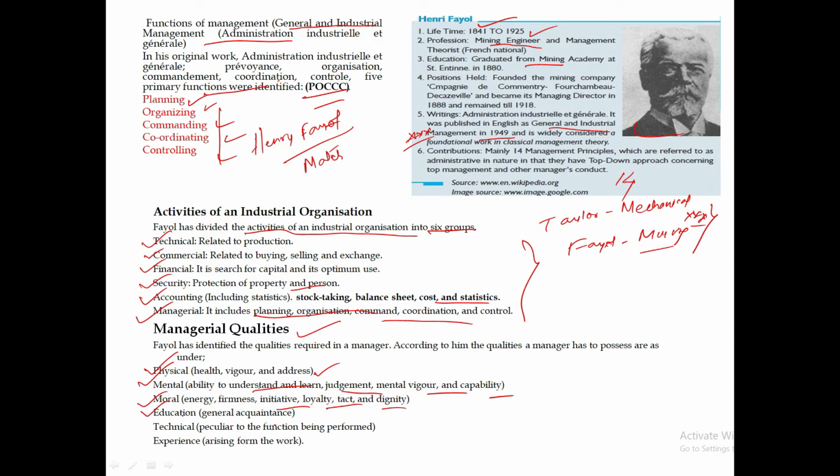Then there is education. Of course, education is necessary. In today's world, without education, where will he go? He will not understand and cannot be a manager. And technical, peculiar to the function being performed. Technical means, for example, a software engineer, or an electrician, or welding. I'm taking various examples.